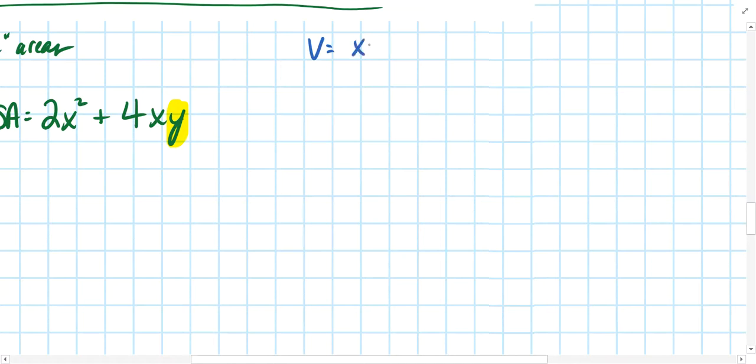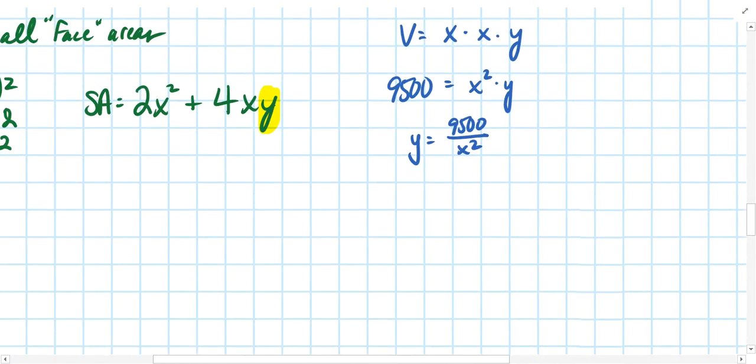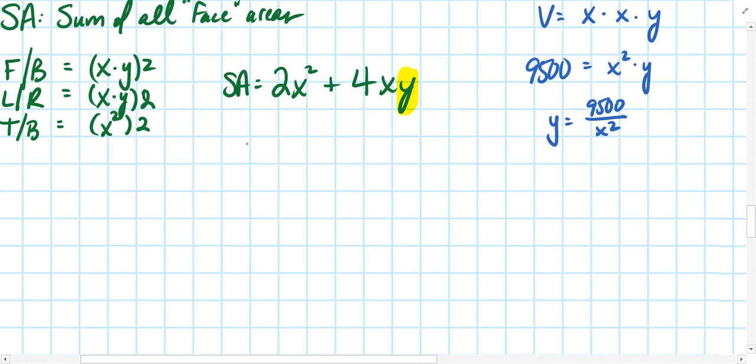In this particular case, the volume is x times x times y. That's our length times width times height. We also know that our volume has to be 9,500 cubic inches. So if the volume is 9,500 cubic inches and we have x squared times y, then y by itself is simply equal to 9,500 divided by x squared. And I can make that substitution over here.